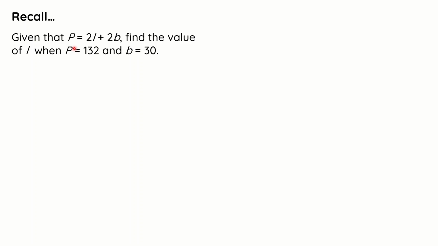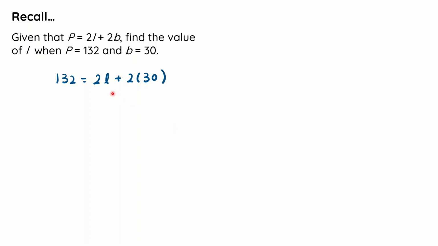So we are told that P is equals to 2L plus 2B. We want to find the value of L such that P is equals to 132 and B is equals to 30. So when we have such a question back when we were in Sec 1, what we will do is that we will replace the P to be 132 and the B to be 30. So we will start off by doing that, as shown over here.